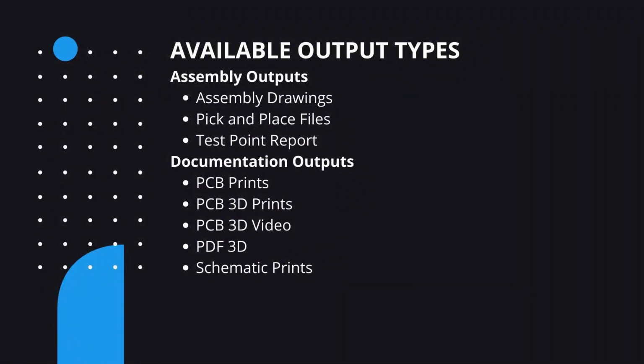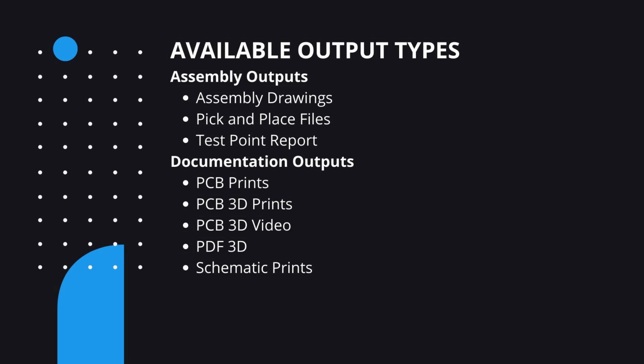Available output types. Because a variety of technologies and methods exist in PCB manufacture, the software has the ability to produce numerous output types for different purposes. Assembly outputs such as assembly drawings, wherein components, positions, and orientations for each side of the board. Pick and place files used by robotic component placement machinery to place components onto the board.